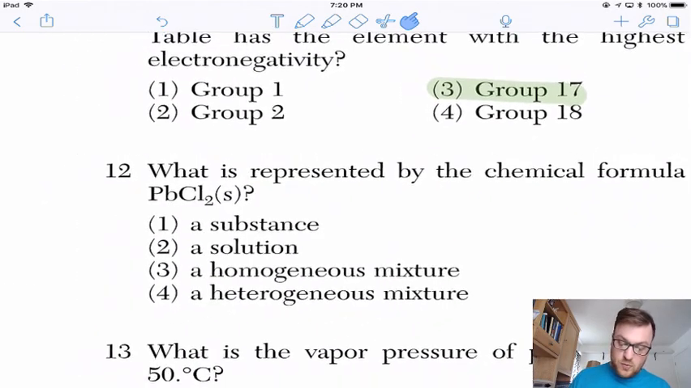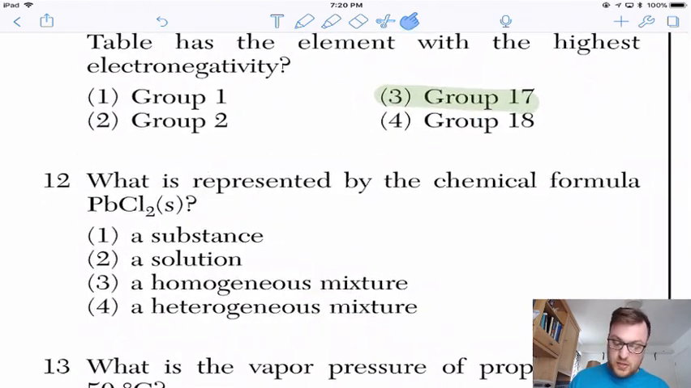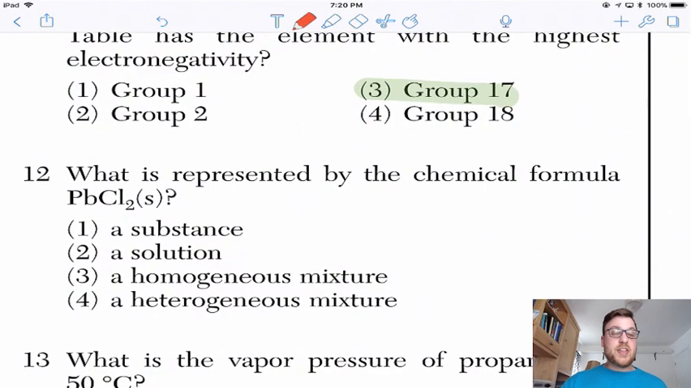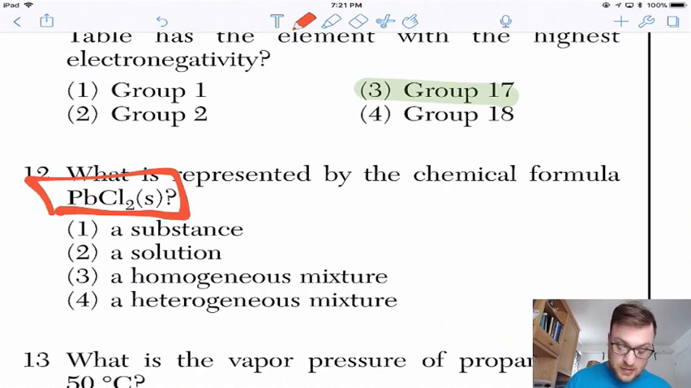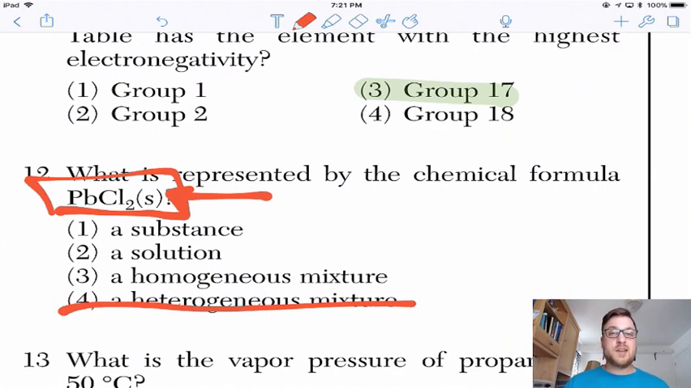Number 12. This was one of the highest missed questions on the Regents last year that I think is easiest to tackle as a process of elimination. Heterogeneous mixture means that this thing needs to have been mixed with something and be insoluble. We have no context that PbCl2 was mixed with anything. It's just a compound existing in a solid state. So it can't be a heterogeneous mixture because the problem didn't indicate that we were mixing it.